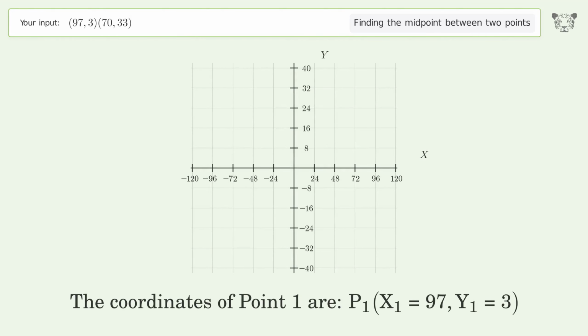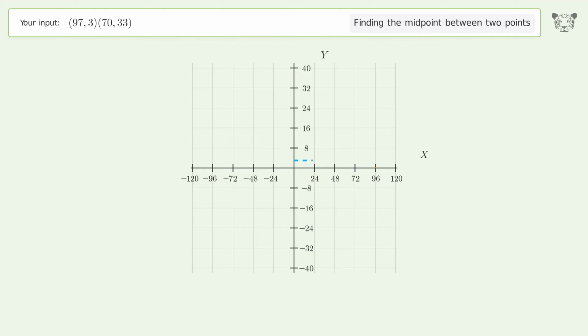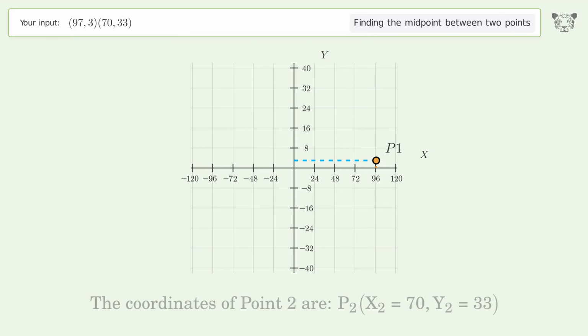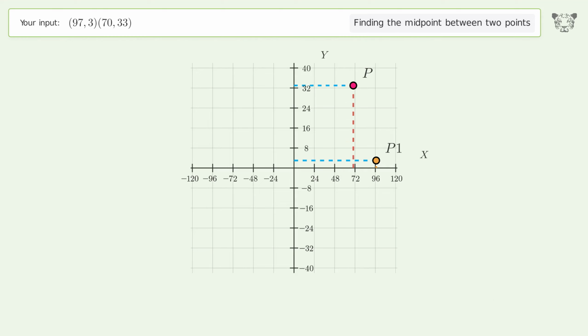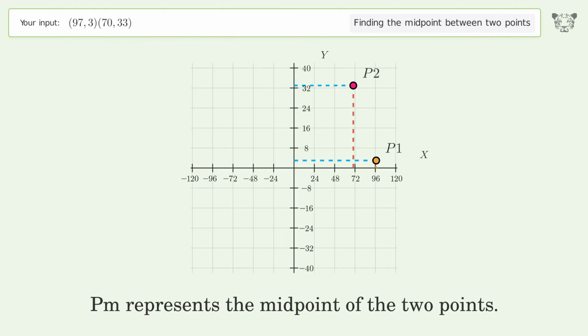The coordinates of point 1 are x1 equals 97, y1 equals 3. The coordinates of point 2 are x2 equals 70, y2 equals 33. PM represents the midpoint of the 2 points.